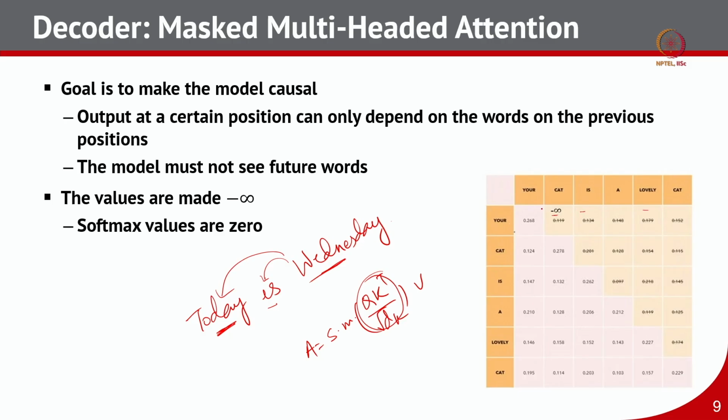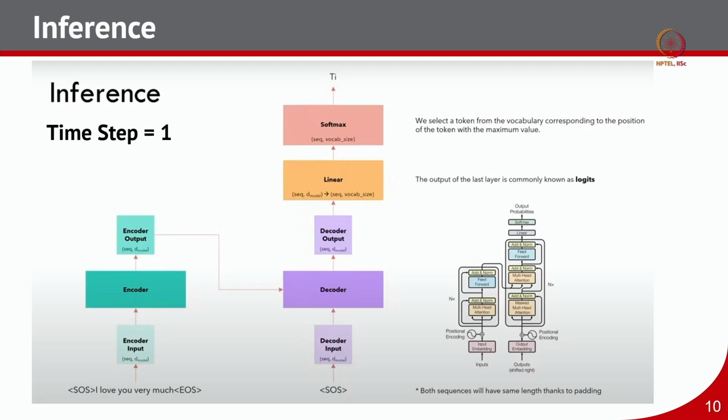So, let us say the sentence which has to be generated is your cat is a lovely cat. This token your should not have visibility on any of the next tokens, right. It should not see cat is a lovely cat. Similarly, the second cat should not see is a lovely cat, correct. So, that is why in those positions we put negative infinity, so that once softmax is applied, the resultant output will be 0, right. That means we do not want to have any correlation with the future words, correct.